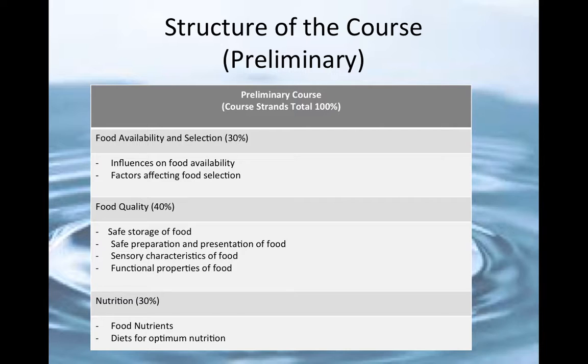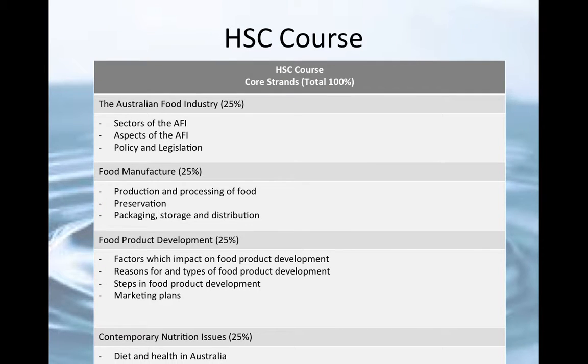For HSC, there's 4 areas here. So Australian food industry, food manufacture, food product development, and contemporary nutrition issues. And these are all weighted at 25% each. And again, these have their specific outcomes of which the content stems from.